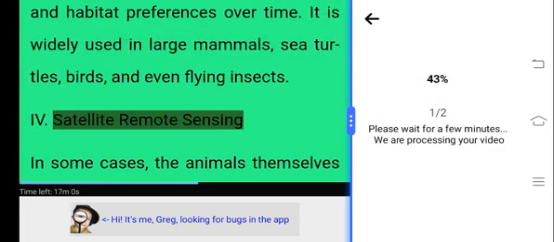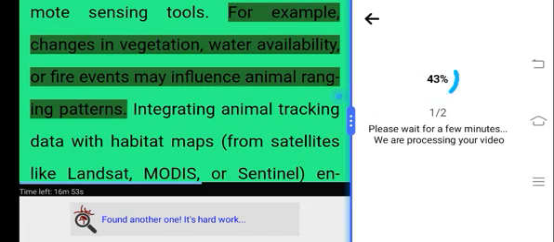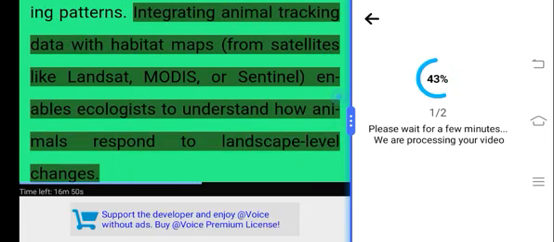4. Satellite remote sensing. In some cases, the animals themselves are not tagged, but instead habitat changes and movement corridors are inferred using satellite imagery and remote sensing tools. For example, changes in vegetation, water availability, or fire events may influence animal ranging patterns. Integrating animal tracking data with habitat maps from satellites like Landsat, MODIS, or Sentinel enables ecologists to understand how animals respond to landscape level changes.